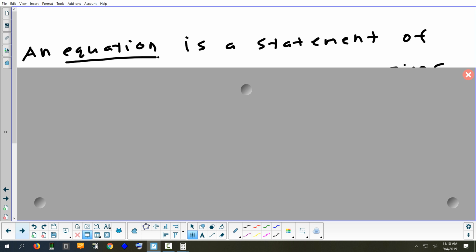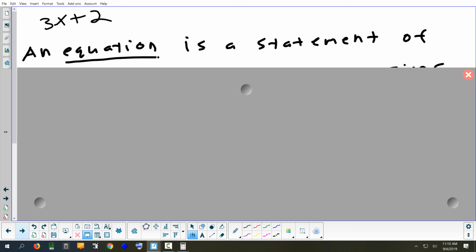Okay, what makes something an equation? Like this, that's an expression, 3x plus 2. It's not an equation. An equation is something you can solve. You can't solve that. It's missing something to solve it.